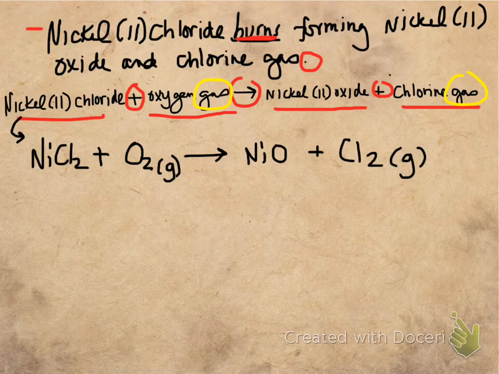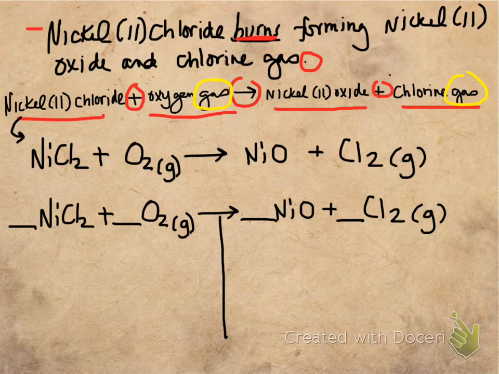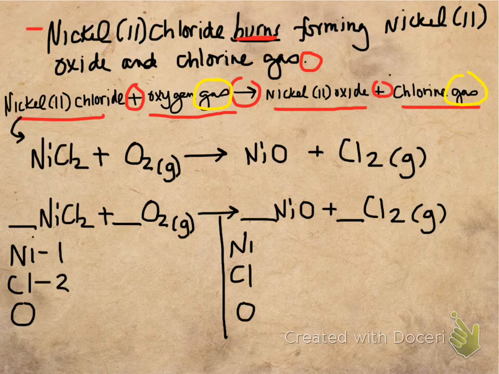Time to balance. I've recopied my formula equation. I've put a blank in front of each compound or element, and I've drawn a line straight down from my arrow to separate my reactants and my products. Now I'm ready to list each element that appears on each side. I've done that, and I'll now do a tally of how many of each element I have on each side. Okay, I've got 1 nickel, 2 chlorine, and 2 oxygen appearing on the reactant side, 1 nickel, 2 chlorine, and 1 oxygen appearing on the product side.